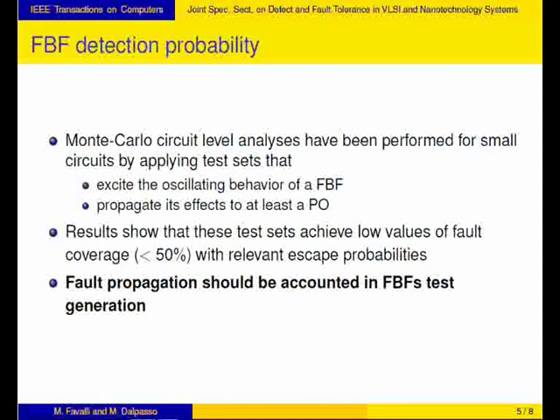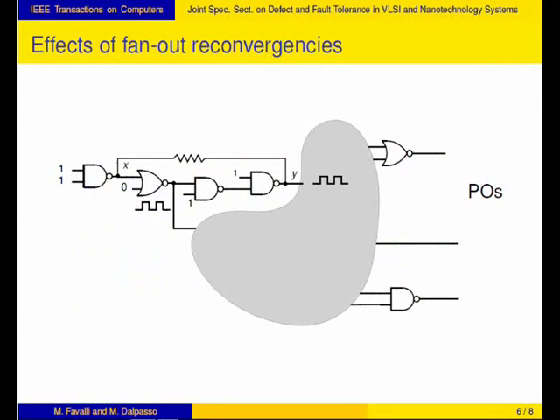To analyze this problem, we use the Monte Carlo circuit level fault simulation for a small circuit in the presence of all single feedback bridging faults. In this case, we used test sets that excite the oscillating behavior of each feedback bridging fault and propagate its effects to at least one primary output. The results show that even with small variations of circuit parameters, the achieved fault coverage is rather low, and that the escape probability of faults is relevant. As a consequence, the propagation of fault effects should be explicitly accounted during test generation.